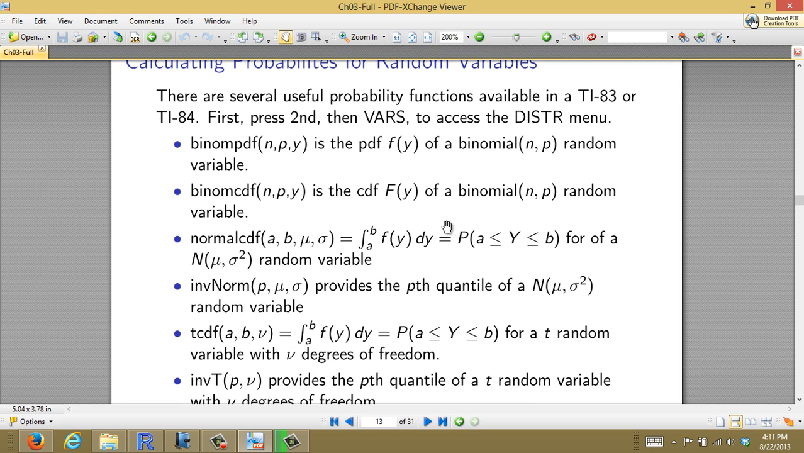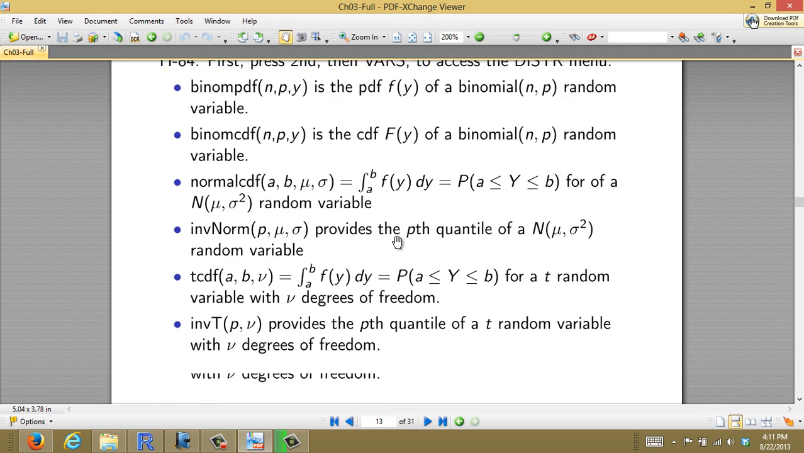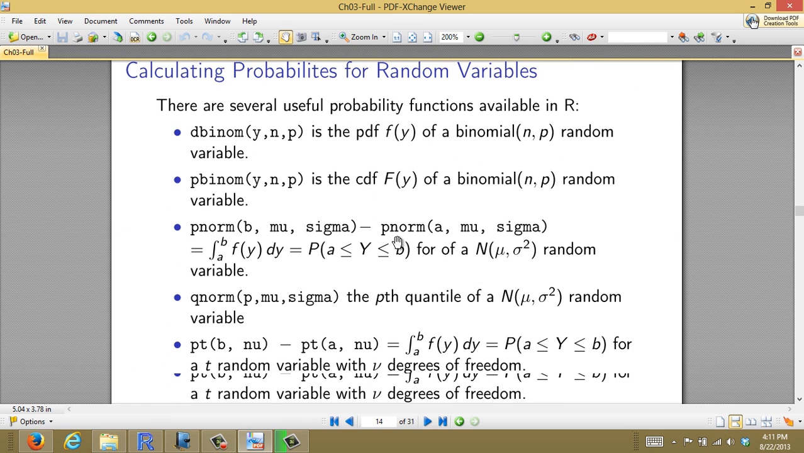And if you have a TI-83 or TI-84, then the PDF, CDF, and quantile functions are all pretty easily obtained in your calculator. Here are some instructions about how you can go about doing this. We're actually not going to talk about that in this class. As I said in the syllabus, having this calculator can be helpful to you, but we're going to focus on how to do these calculations directly in R.